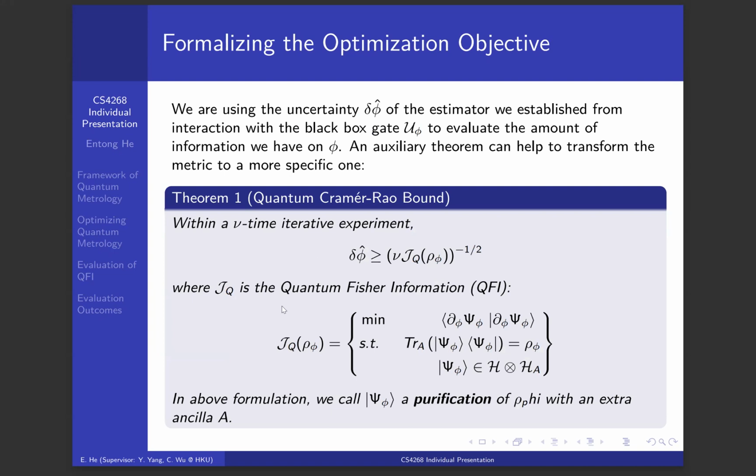So we start to formalize the optimization objective and figure out what we are actually optimizing. We are using the uncertainty sigma of the estimator phi hat, which we establish from interaction with the black box quantum channel, to evaluate the amount of information we have on phi. So we are switching from introducing the general framework to examining the specific values we are investigating. An auxiliary theorem can help to establish the performance metric.